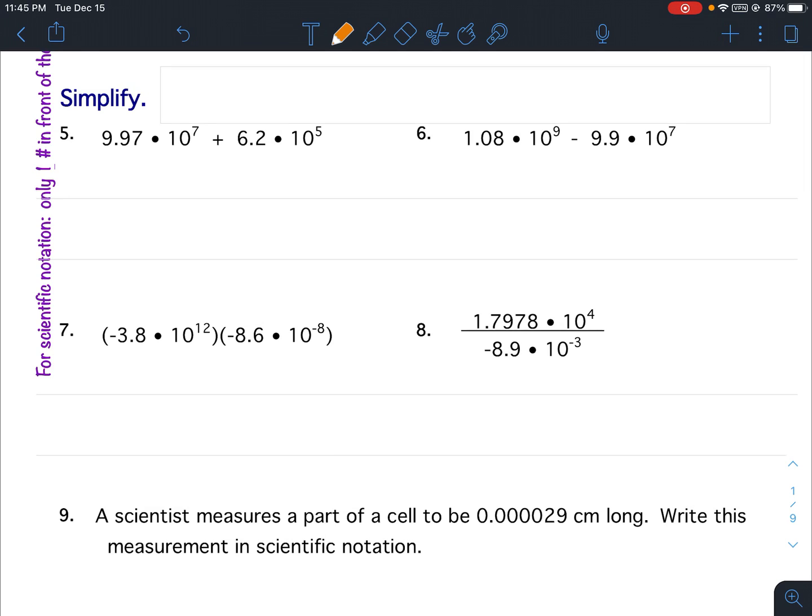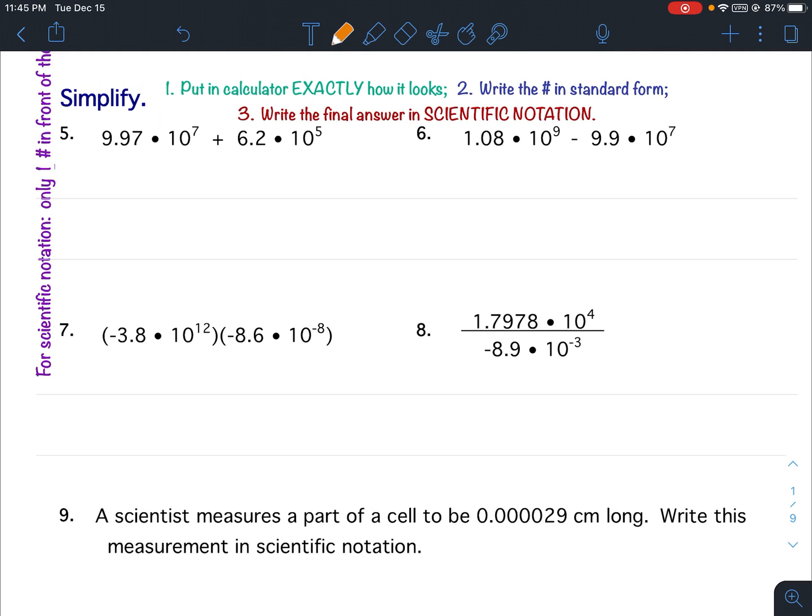Scientific Notation in Linear Equations, Lessons 4 through 7, Review. Questions 5 through 8. For questions 5 through 8, there are 3 steps.